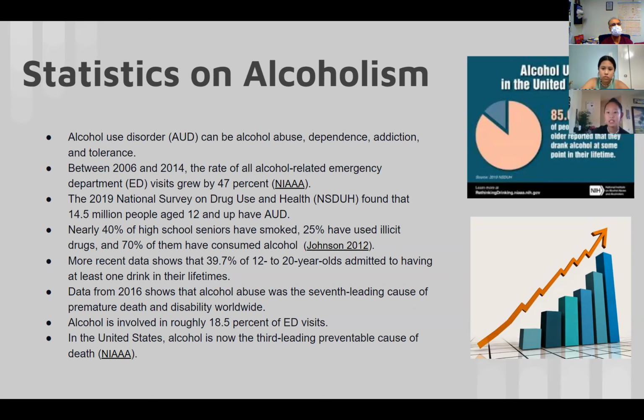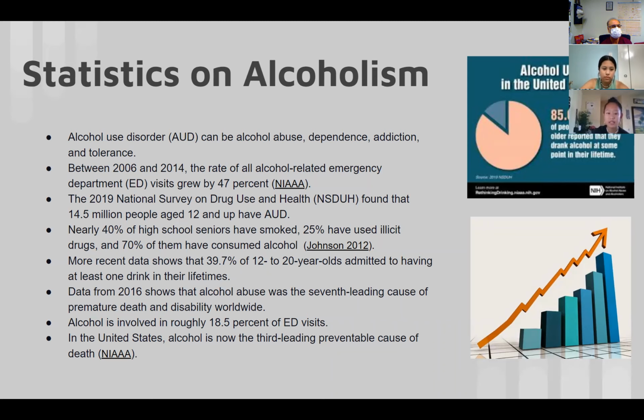The 2019 National Survey on Drug Use and Health, or the NSDUH, found that 14 million people ages 12 and up have AUD. Nearly 40% of high school seniors have either smoked cigarettes and/or marijuana, 25% have used illicit drugs, and 70% of them have consumed alcohol. And more recent data shows that 39.7% of 12 to 20-year-olds admitted to having at least one drink in their lifetimes, showing how as time progresses, the age at which the young consume alcohol decreases.